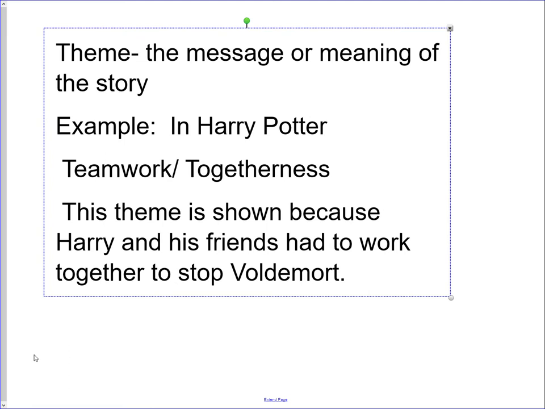All right, so those are the different terms for the elements of a story.